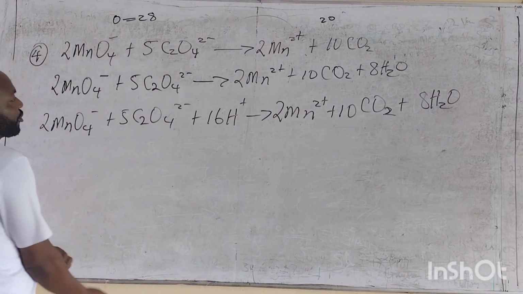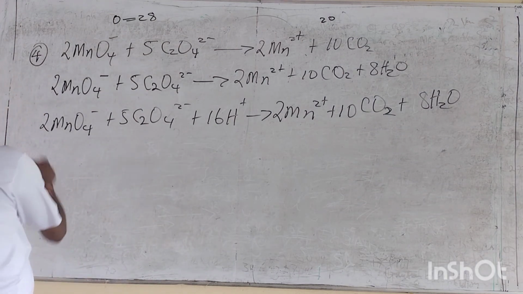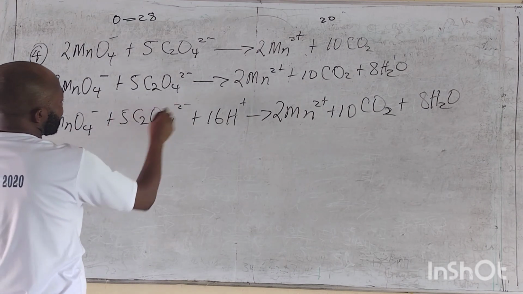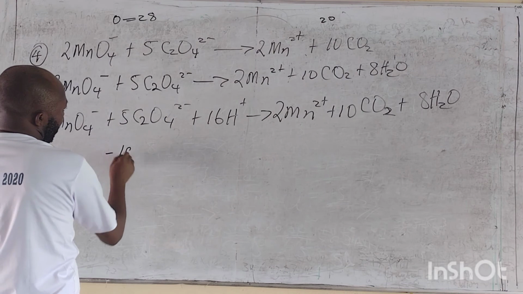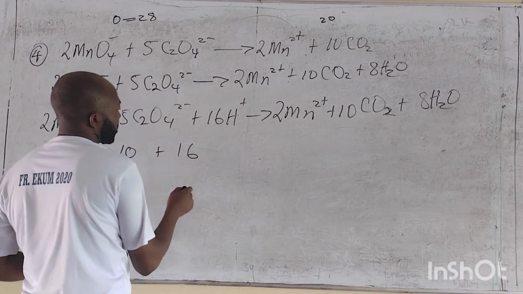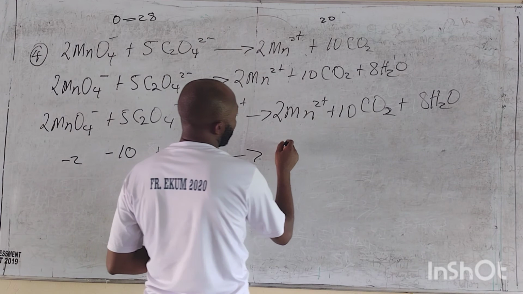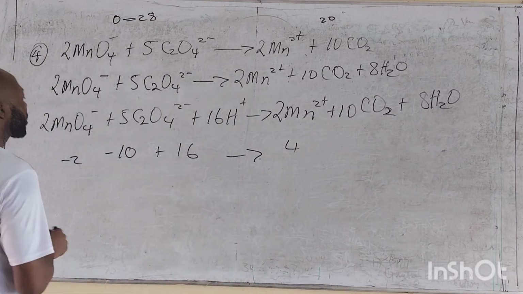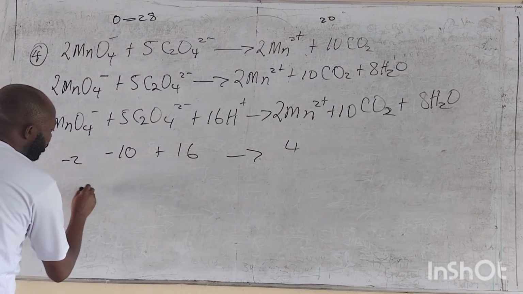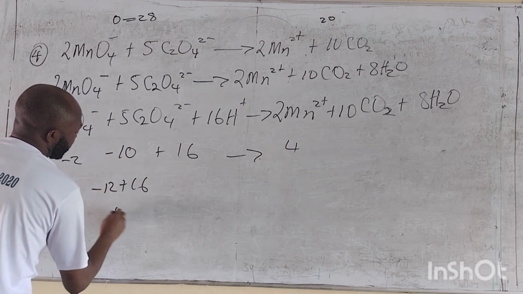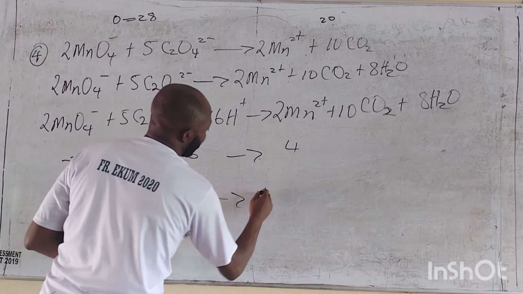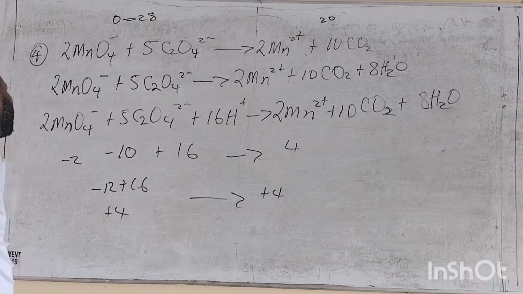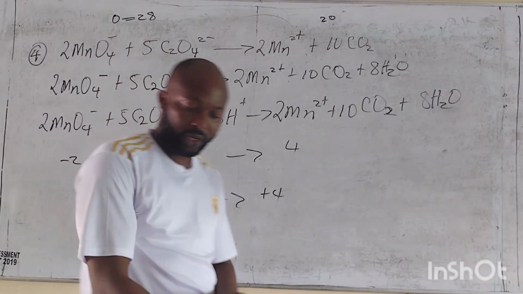Okay, let's check the balancing of the charges. 2 times minus is minus 2. 5 times this is minus 10, plus 16 gives us 4. Minus 2 minus 10 is minus 12, plus 16 is 4. And this is plus 4. So it's balanced. Let's move to another question, the 5th question.